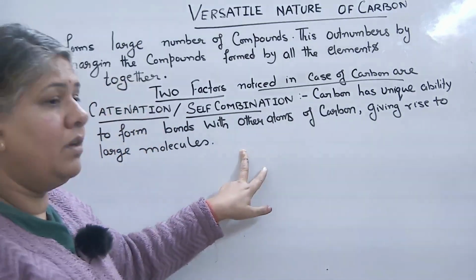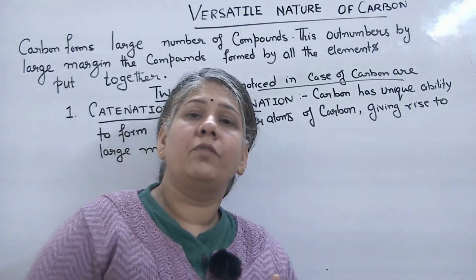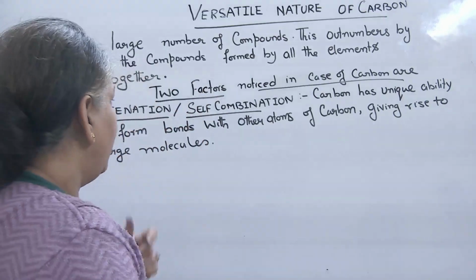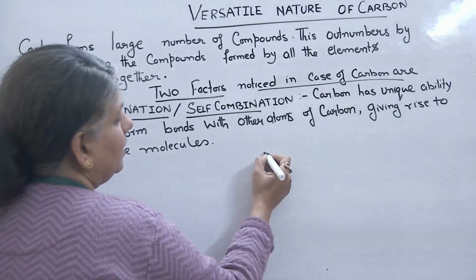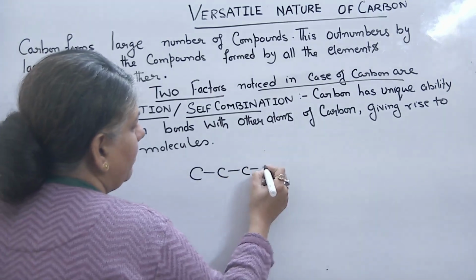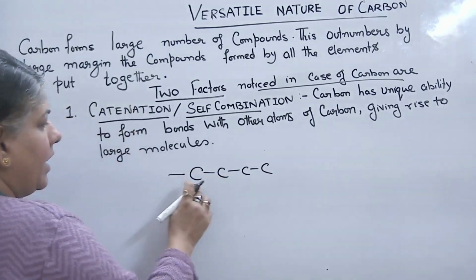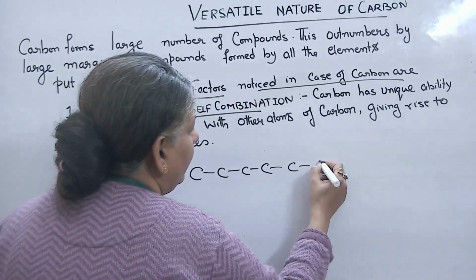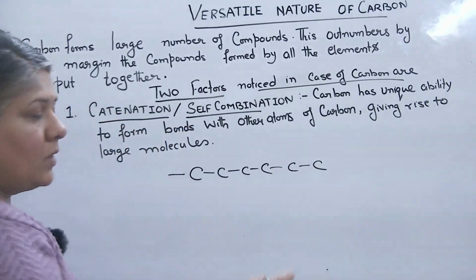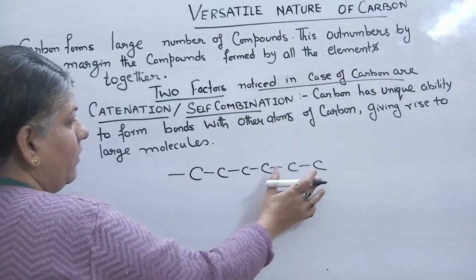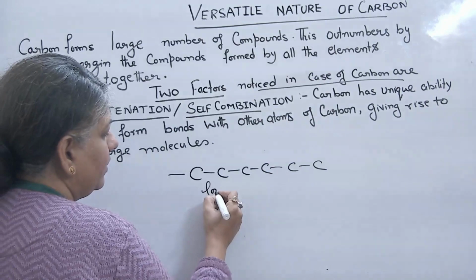Catenation is the unique ability of carbon to join with other carbon atoms, giving rise to large molecules. That is, carbon can form a large carbon chain. It can attach to a chain of carbon, and this chain is stable. So it can give rise to a large number of molecules. So it can form a long chain.